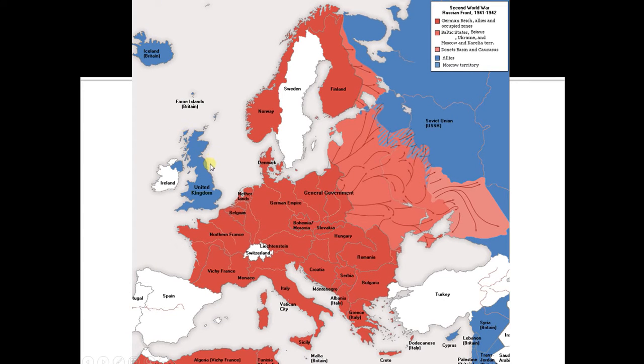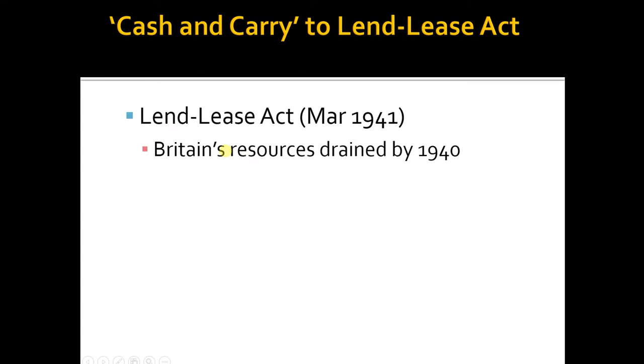So if you look over here, by June 1940, for example, you realize that all these parts in red were basically under German or Nazi control. So even France had fallen to Nazi control, and the only country in Western Europe, this part, which remained standing, was the United Kingdom over here. So it was left standing on its own.